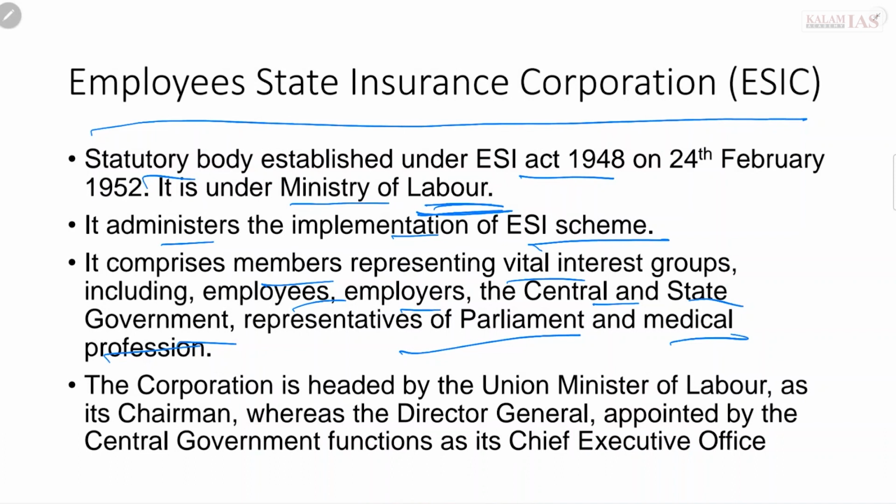Okay. So for various activities, because there is always a health risk, you need medical professionals, you need legislators, policy advisors, as well as representatives of both industrial groups as well as trade unions, workers and employers. The corporation, the ESIC, the Employee State Insurance Corporation, is headed by the Union Minister of Labor as its chairman. Okay, so please understand how big the ESIC is, that the Union Cabinet Minister on Labor is the head of the ESIC, whereas the Director General appointed by the central government functions as its CEO. This is normally an IAS officer who is appointed as the DG of ESIC. Okay.